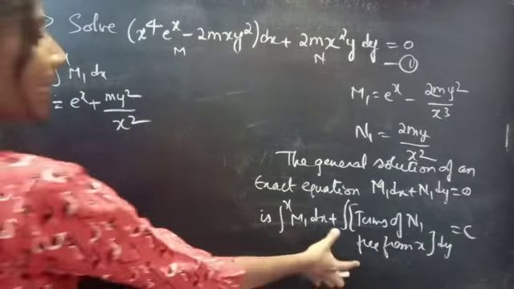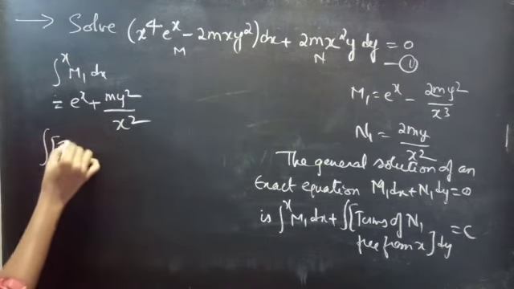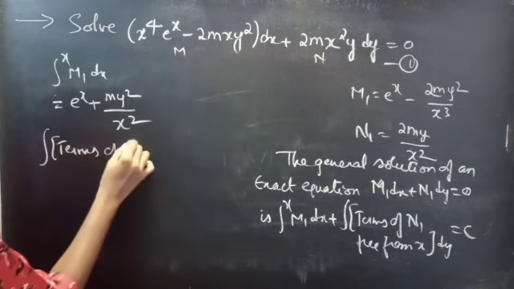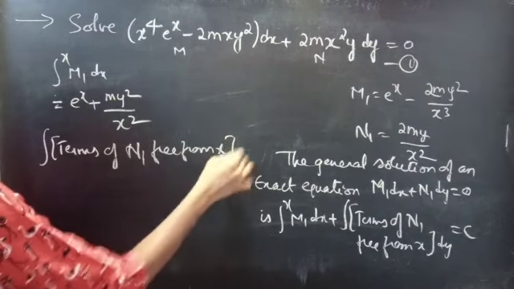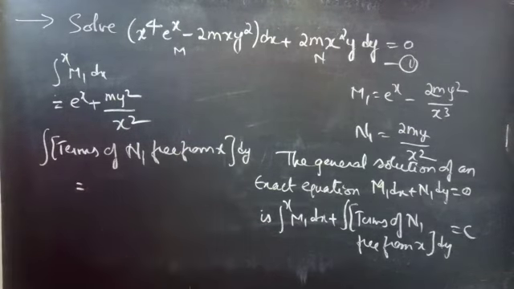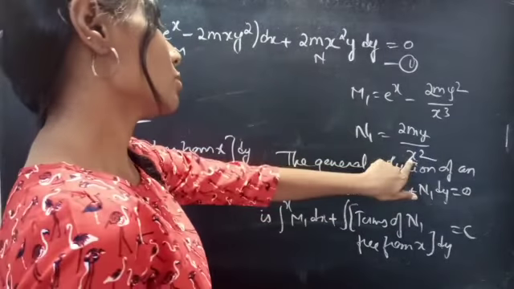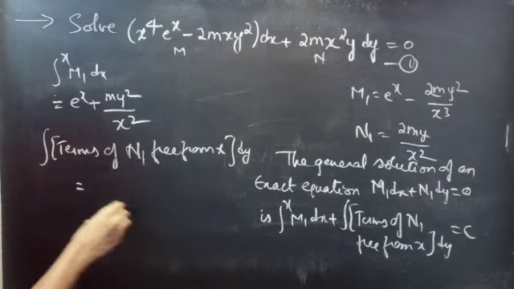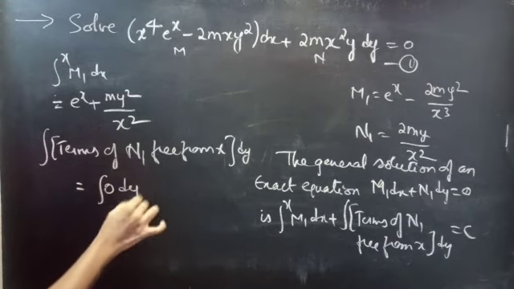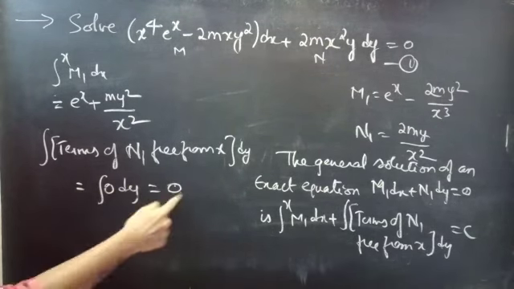Now consider the second integral, integral of terms of n1 free from x into dy. We have n1 equals 2my by x square. It involves x, so terms of n1 free from x is 0. Integral of 0 into dy is 0.